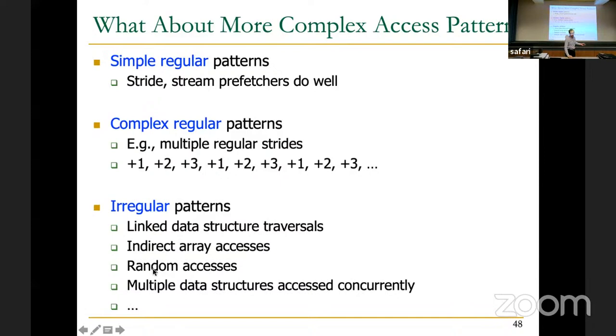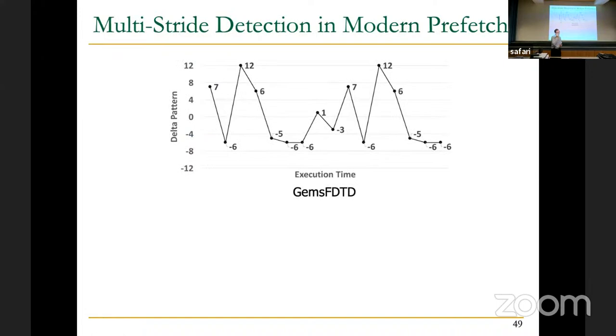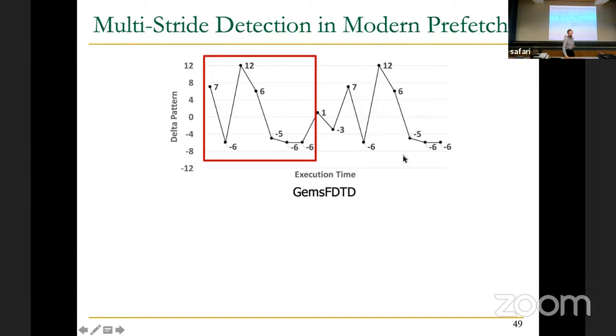So this is multi-stride detection. I'm not going to go into the details of how this is done, but you can see this is a real program because of the data structure access patterns. You have a regular repeated set of strides over here. These are called deltas again, a delta pattern: plus seven, minus six, plus 12, plus six, minus five, minus six, and the minus six. And that repeats with some irregularity in between, as you can see. So it's complex, but predictable.